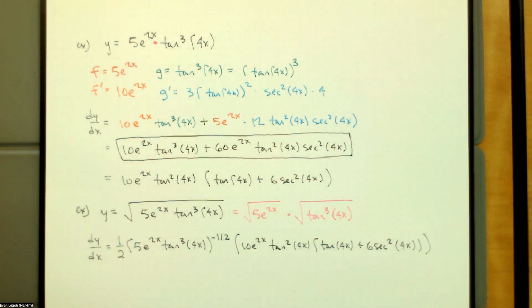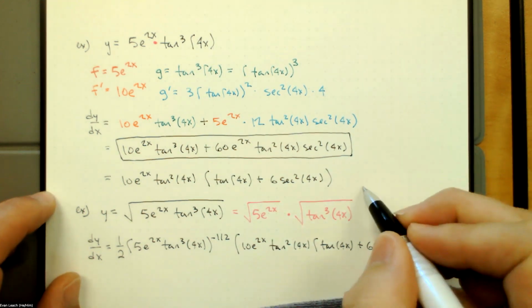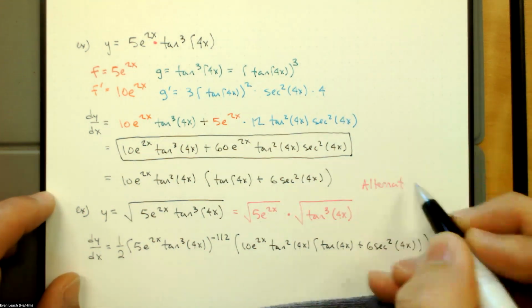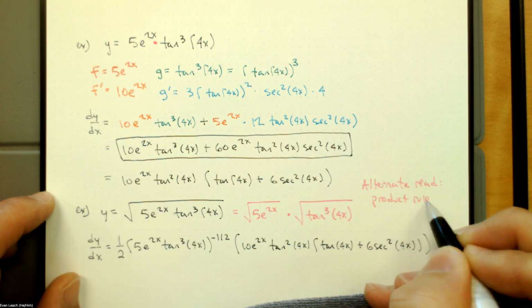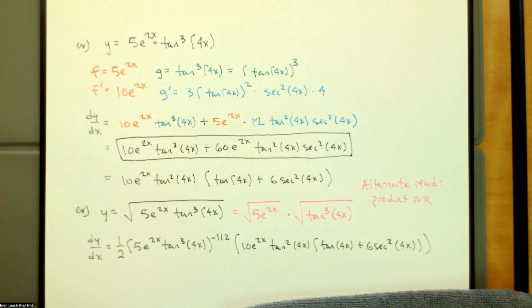We could also read this as a product rule. In this case, the derivative of the first times the second is going to be some chain rule. But when you have something like a square root of tangent cube, the square root of the cube of tangent of 4x, you could read that as the 3/2 power of tangent of 4x, and just do 3/2 tangent to the 1/2. That would be a different read to open up the problem. Any questions?